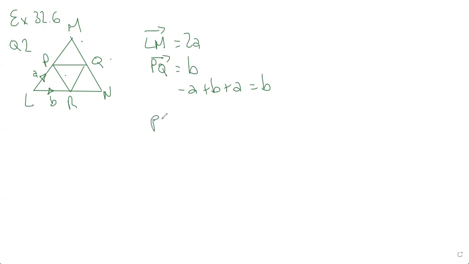Let's look at P to R. All right, P to R is slightly trickier because we're not allowed to use this. So we're just going to go in this direction. Now, this is in the wrong direction for A. So we're going to have to call it negative A, and then we're going in the positive direction of B.